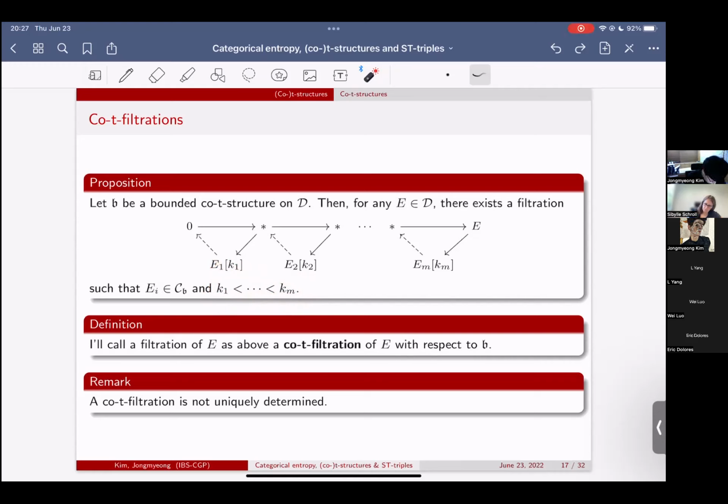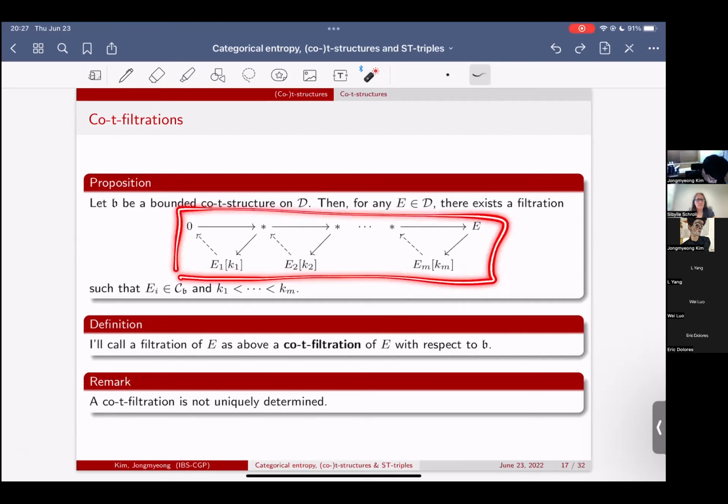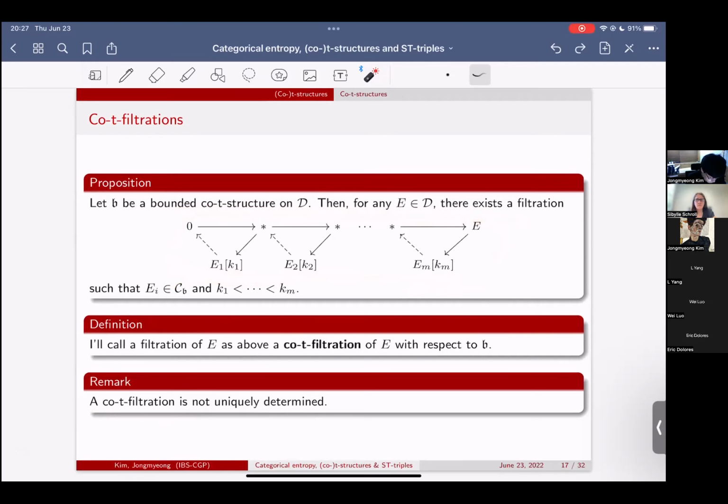Then again, I will call a filtration of this form a co-T filtration of E, and in this case, the co-T filtration is not uniquely determined. This is basically because the co-truncation triangle is not unique. When constructing a filtration like this, we use the truncation triangle several times. So because in this case the co-truncation triangle is not unique, this is also not unique.